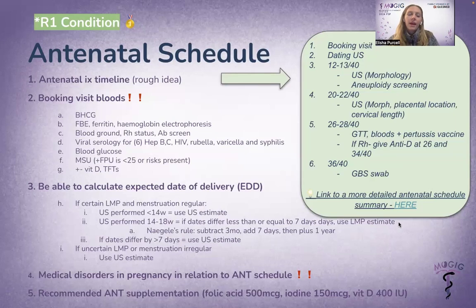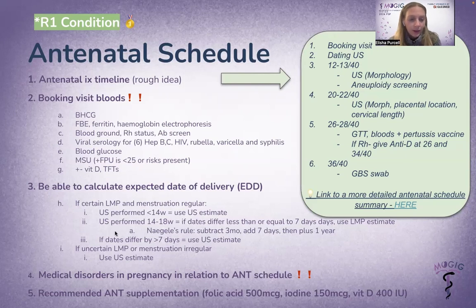And then you might be like, okay, we can do that, but how do you calculate that? This is referring to Naegele's rule. It's very simple: subtract 3 months, add 7 days, and then add 1 year. So if your last menstrual period was, I don't know, July 7th, you subtract 3 months, add 7 days, and add 1 year, and that's your estimated date of delivery based on your last menstrual period. So that's all written down here.